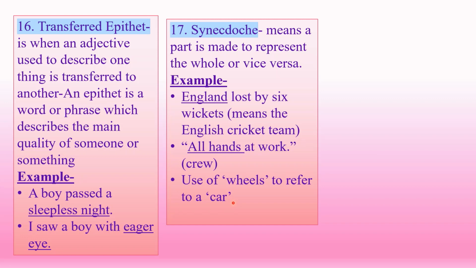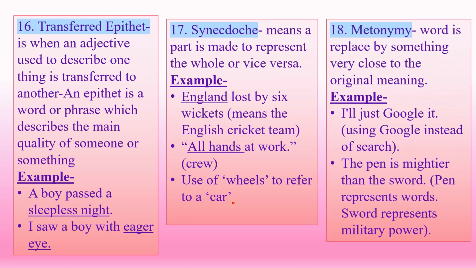Moving on to the next figure of speech, and that is metonymy. Metonymy is a word replaced by something very close to the original meaning. For example, I'll just Google it. So instead of using search, you say, I'll just Google it. The pen is mightier than the sword. Pen represents words. Sword represents military power.